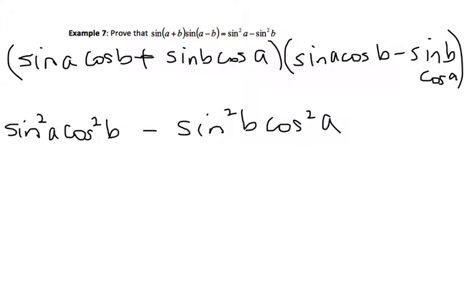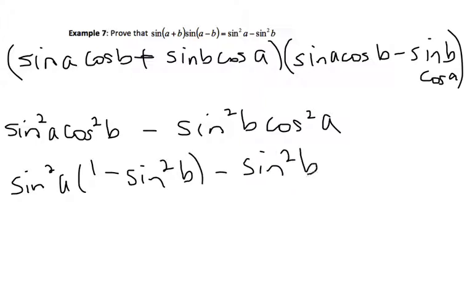It's still the same. And I want to end up with this, so I want to change these, and I want to get rid of the cosines. I can't just magically change them into 1. What I can change them into, so I'm going to leave that sine squared A, I'm going to change my cos squared B into 1 minus sine squared B, minus, I'm going to leave the sine squared B, and change the cos squared A into 1 minus sine squared A.